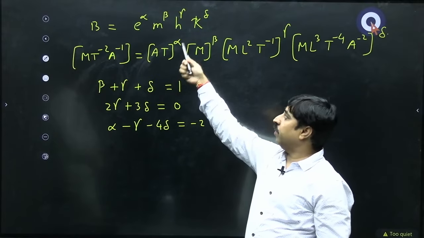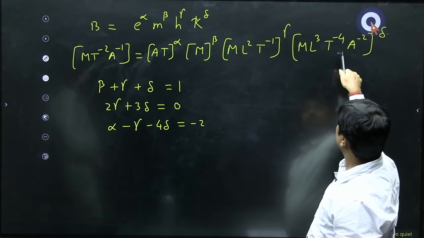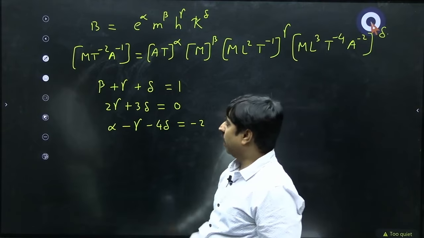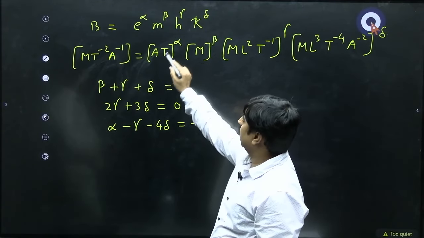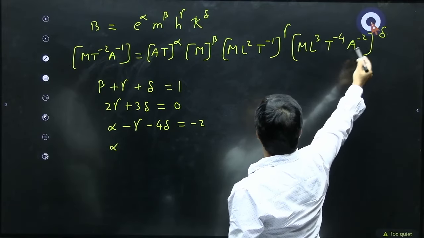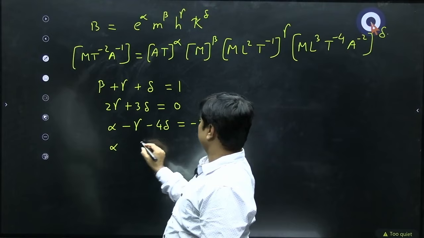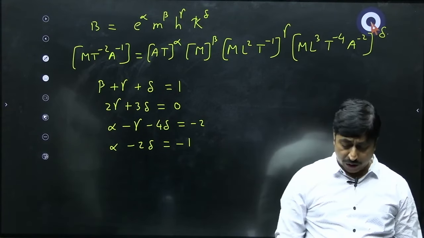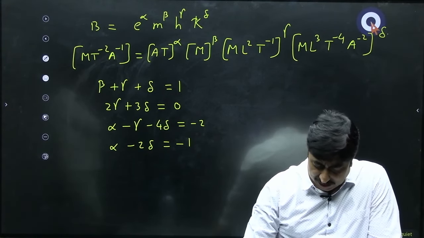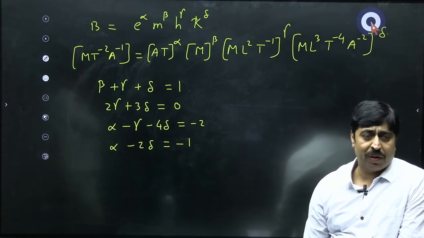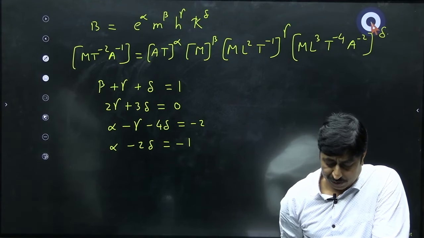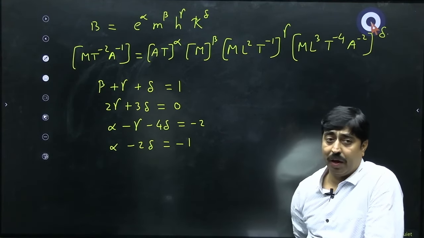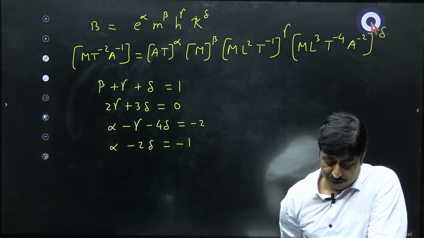Let us check once again. Time raised to the power alpha minus gamma minus 4 delta, and here it is minus 2. And then the fourth fundamental quantity, that is current, it is a dimension of minus 1 over here, and here it is alpha, then it is minus 2 delta, and this must be equal to minus 1. So, students, you have got 4 linear equations in alpha, beta, gamma, and delta, and there are precisely 4 unknowns. You can solve them with little bit of effort, and you can find the values of alpha, beta, gamma, and delta. I think all of you can do this on your own.